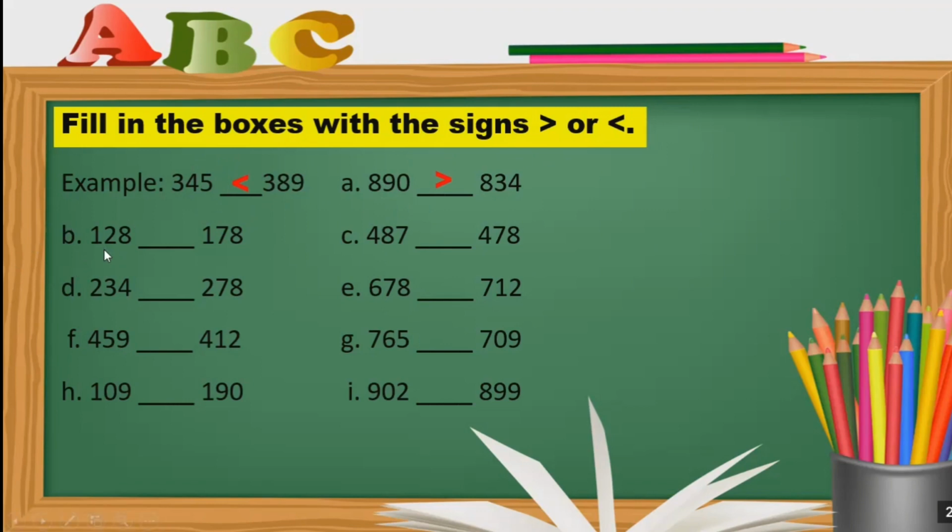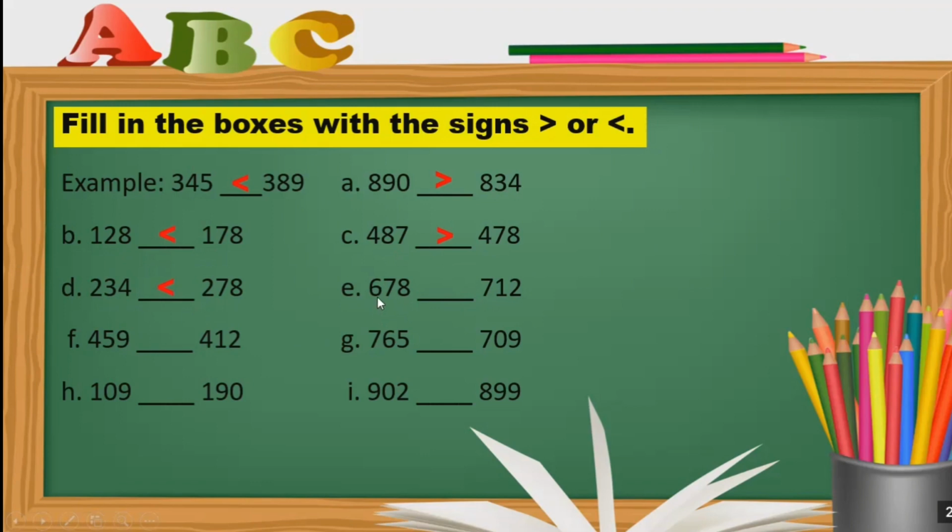Letter B, 1 and 1, the same. 2 and 7, 2 is smaller. Here, letter C, 4 and 4, the same. 8 and 7, so 8 is greater. Here, 2 and 2, the same. 3 and 7, 3 is smaller than 7, so we use smaller than.